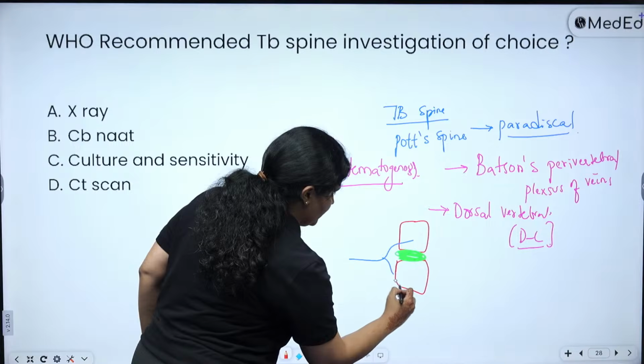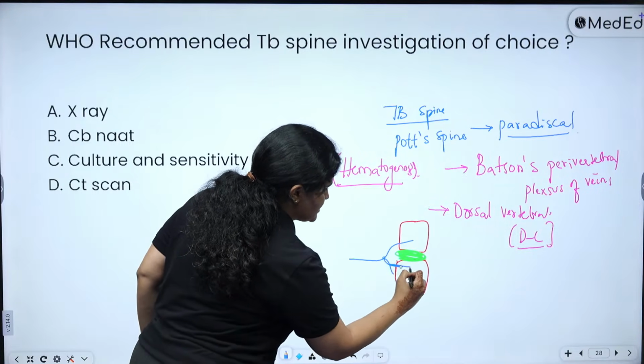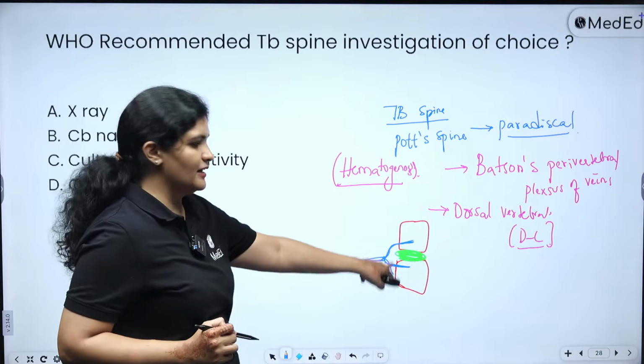Are you guys following? So this lower half and upper half, this upper half and this lower half is supplied by one vessel. So that is why this paradiscal is the most common one.